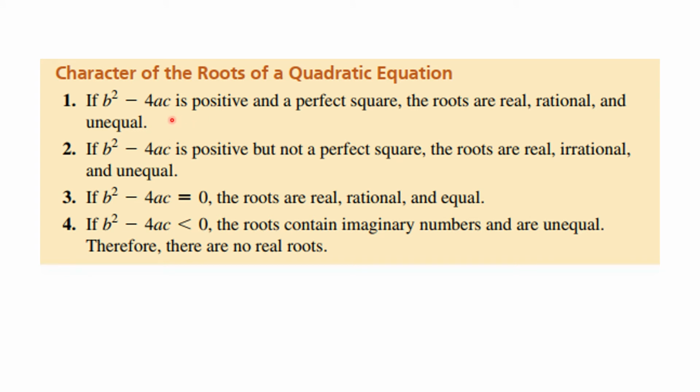So if b squared minus 4ac is positive and a perfect square, the roots are real, rational, and unequal. There are two different roots. If b squared minus 4ac is positive but not a perfect square, the roots are real, irrational, and not equal. If b squared minus 4ac equals 0, the roots are real, rational, and equal. That means it's a double root. And if b squared minus 4ac is less than 0, there are no real roots.